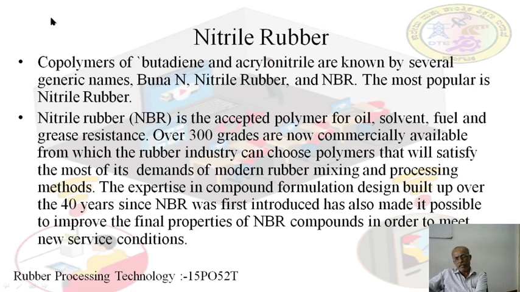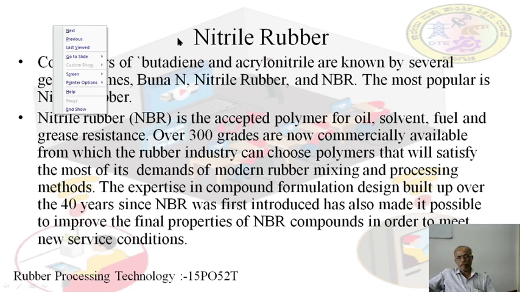Next polymer is nitrile rubber. The copolymers of butadiene and acrylonitrile are known by several generic names: Buna-N, nitrile rubber, and NBR. The most popular is nitrile rubber. NBR is the accepted polymer for oil, solvent, fuel and grease resistance.